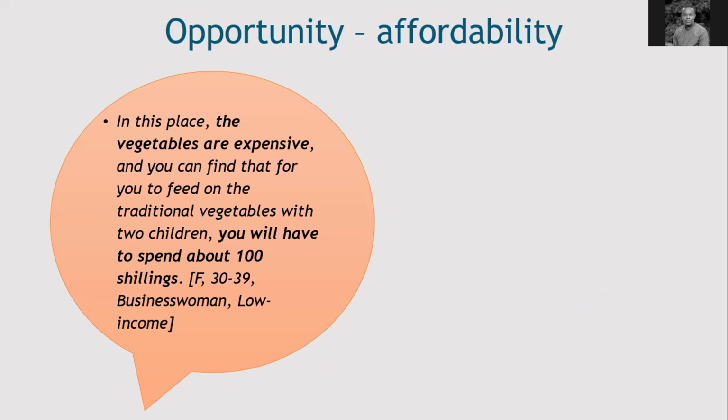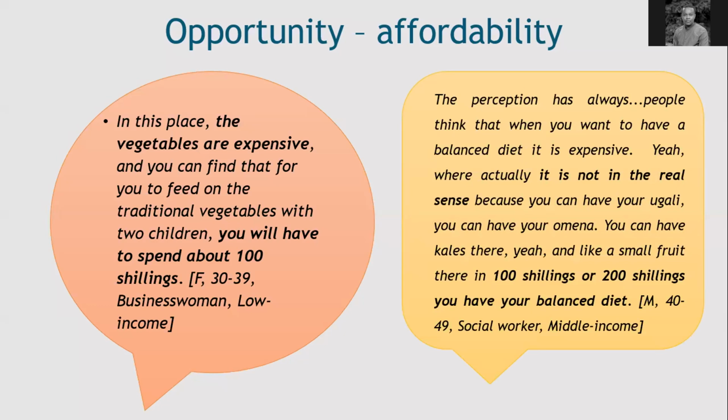The other major theme on the opportunity as a source of behavior was affordability. And this was a major difference between the middle income community and the low income community. So a woman from the low income community mentions vegetables being expensive. So she says you'll have to spend about 100 shillings for you to feed on traditional vegetables with 2 children. Now, that was not the case in the middle income community.